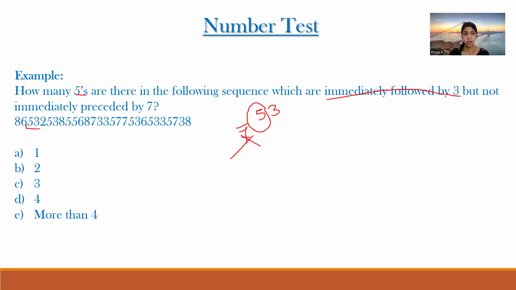Let's see. There is 5 and 3, there is another 5 and 3. This cannot be counted. This cannot be counted. This cannot be counted. There is another 5 and 3. So how many do we have? 3. Wait, I didn't take this 3. So you have a 5 and 3 here. Correct. So you have only 3 such pairs of 5 and 3. The correct answer is 3, option C.